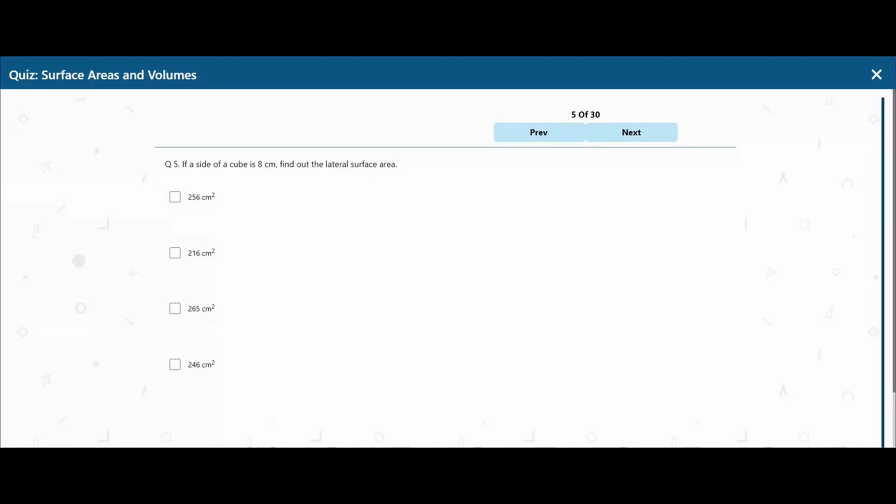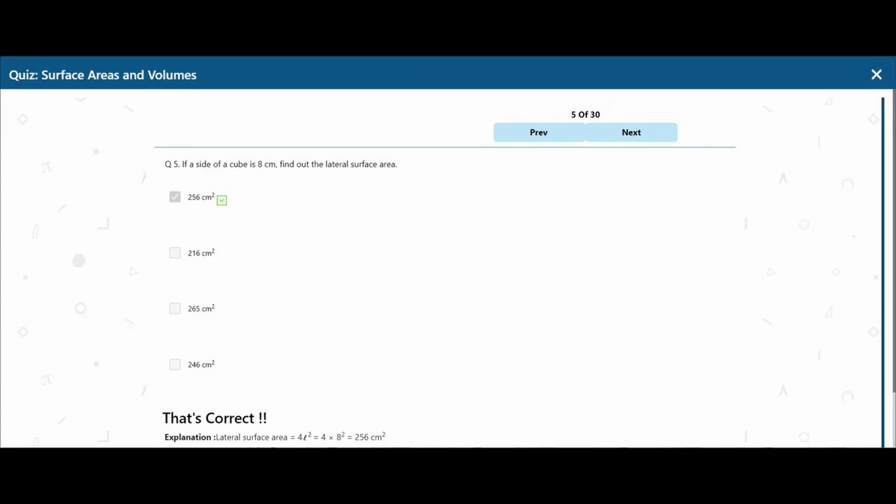Farhan? Yes, ma'am. This question: if a side of the cube is 8 centimeters, find the lateral surface area. LSA of cube. Which option? What is the answer, ma'am? 256 centimeters. Option A, ma'am. That's correct.